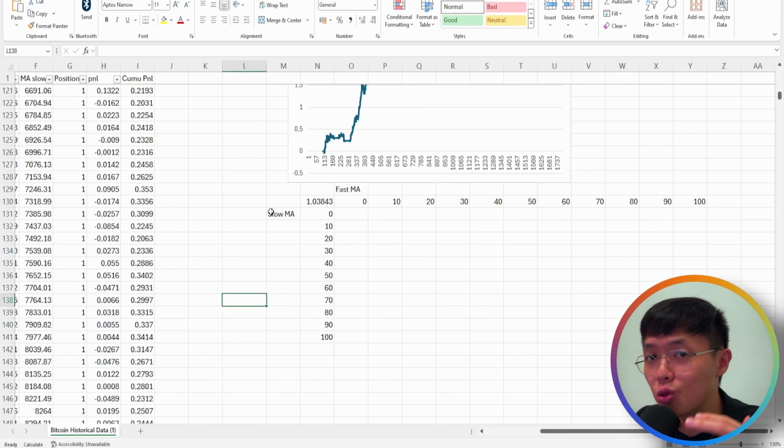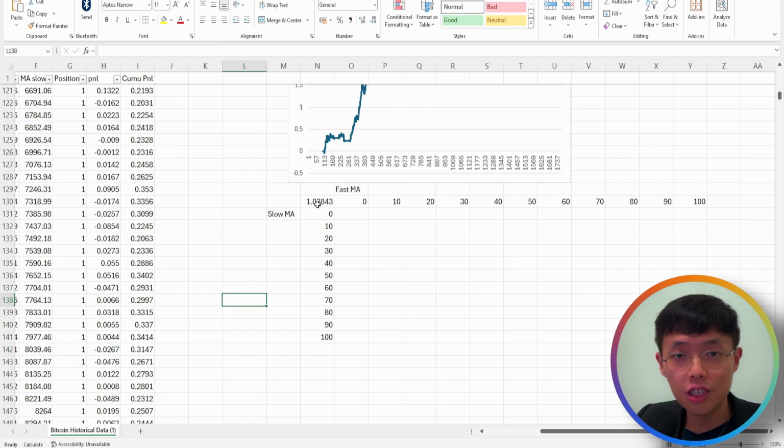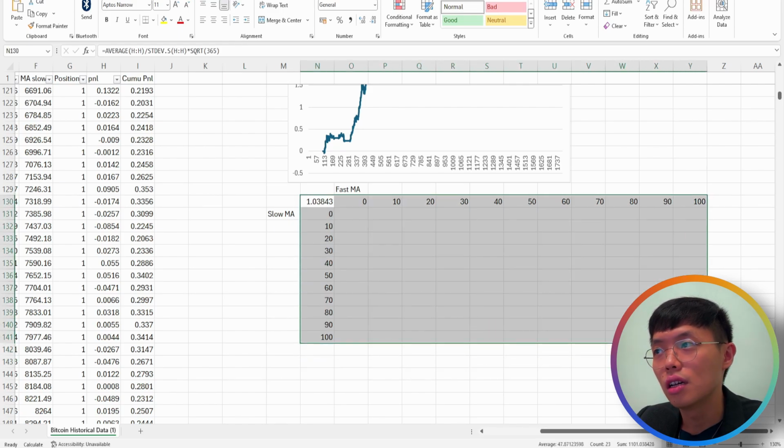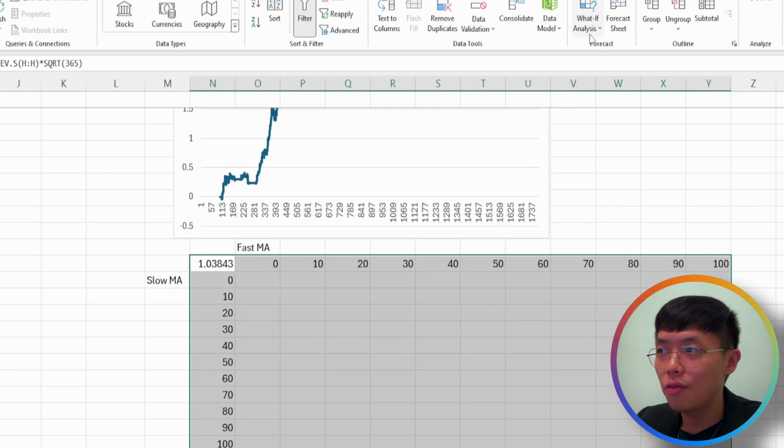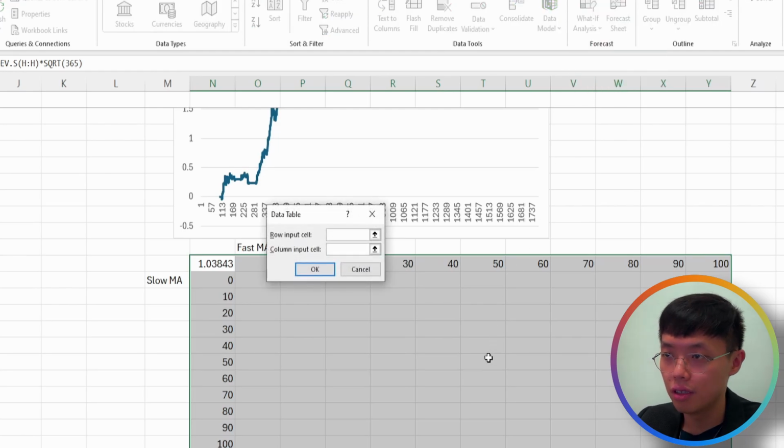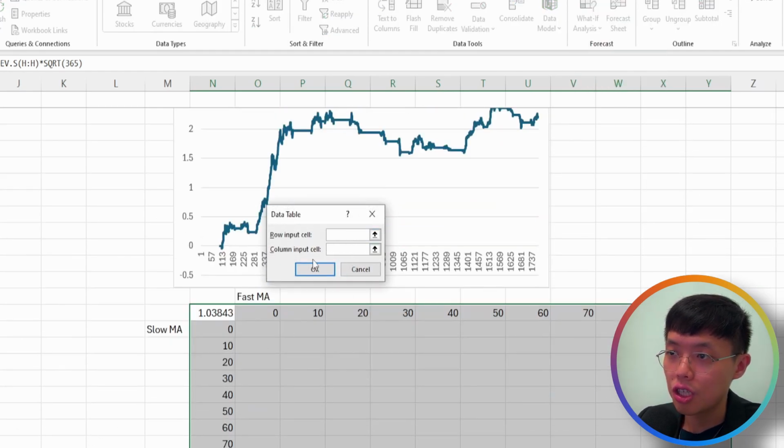Now we have to do some heat map table to investigate what is the best optimum fast MA and slow MA. So all we have to do is select this table, and then we go to Data, What-If Analysis, and Data Table. So what is my row cell and what is my column cell?